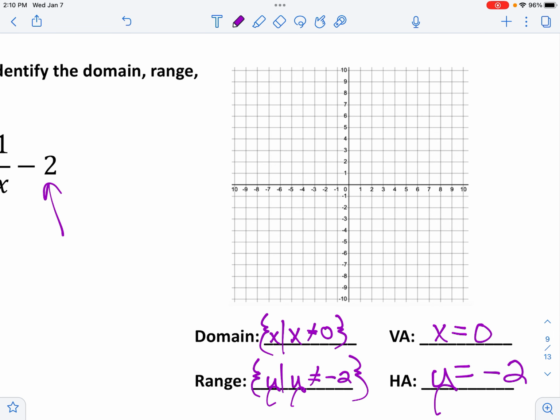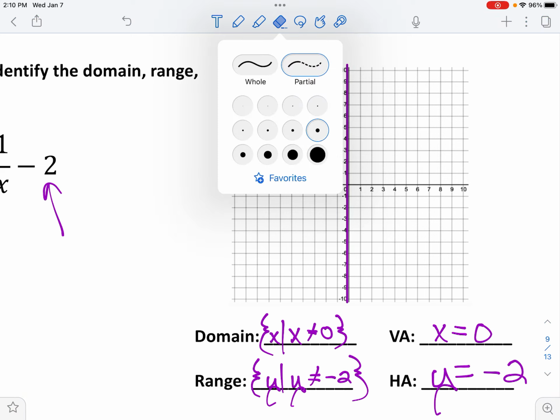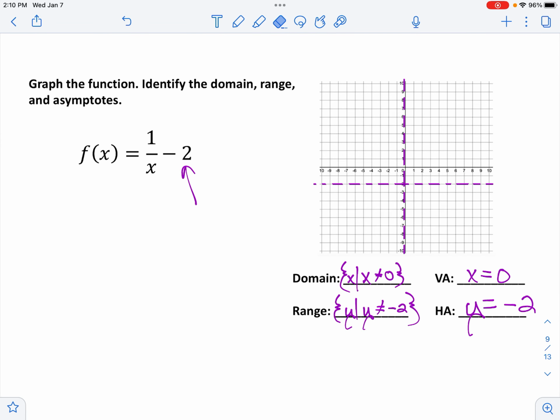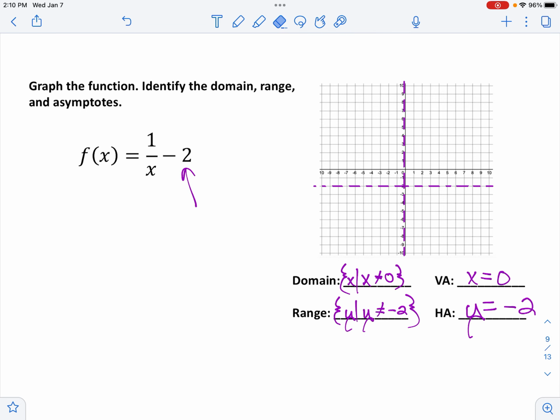X equals 0 is a vertical line. Okay. And I'm going to make it dashed. Whoops. Let's probably need a little bit smaller eraser to do that. Okay. And then I need a horizontal one at -2. Okay, so once you have these, it's a little bit easier to draw your graph. I like to just get a couple of points in there so that I'm in good shape.